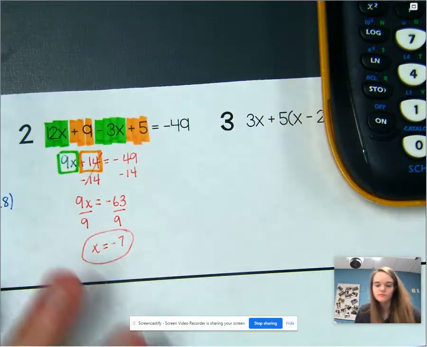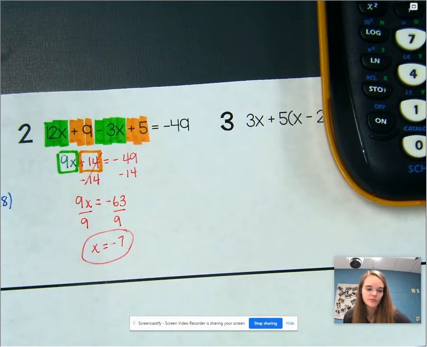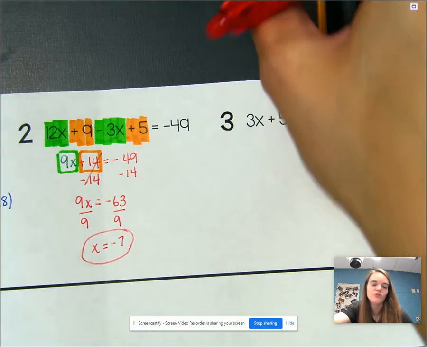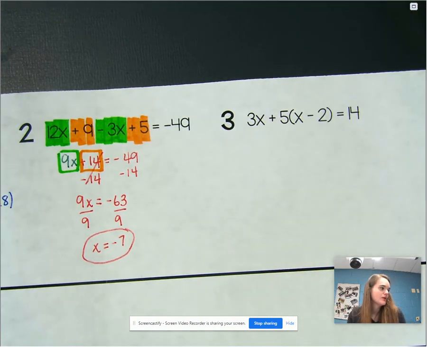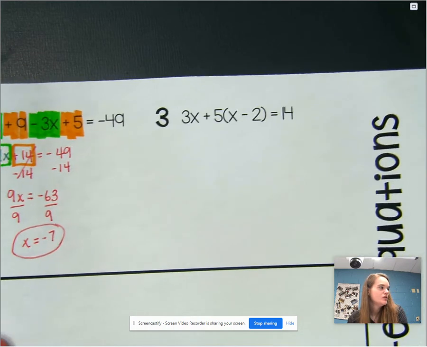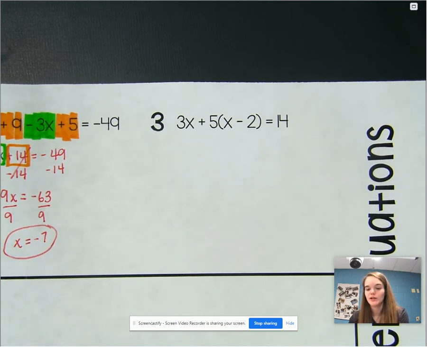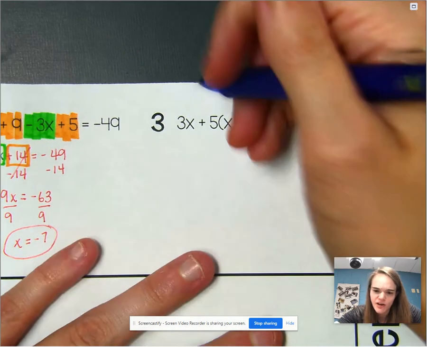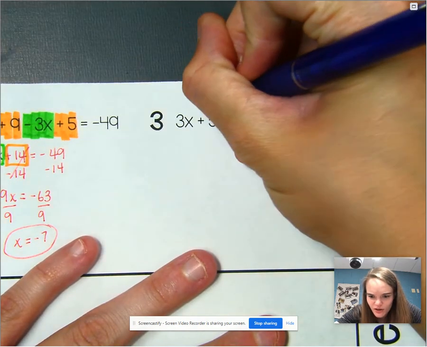There we go. So we're going to combine like terms on the same side, then work it like a two-step equation. Number 3. This one's a little different because I have parentheses. You've learned about the distributive property. You should have learned about it last year. You might have learned about it before last year, but you definitely did it last year. That's the first thing we have to take care of, is this here.